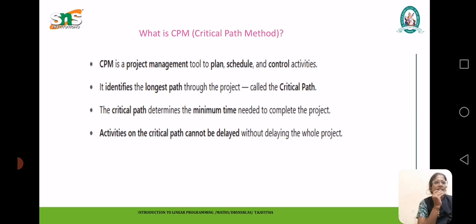Next, what is CPM? That is, what is the critical path method? CPM is a project management tool to plan, schedule, and control activities. It identifies the longest path through the project, called the critical path. The critical path determines the minimum time needed to complete the project. Activities on the critical path cannot be delayed without delaying the whole project.